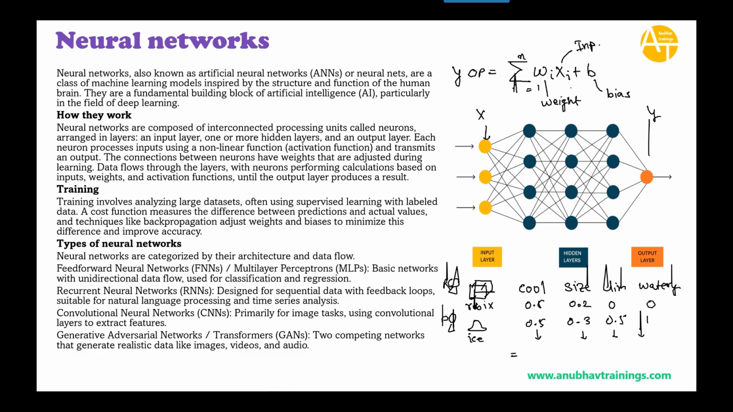So this is the formula the neural network typically uses to calculate the value of output, the value of Y. Similarly it is used for image detection, sentiment analysis, all these kinds of things the neural network can do. So we are performing the calculations based on the input, weight and activation function until the output layer produces the result.